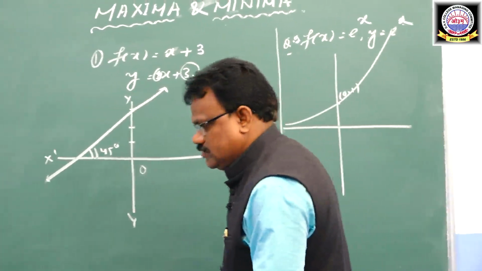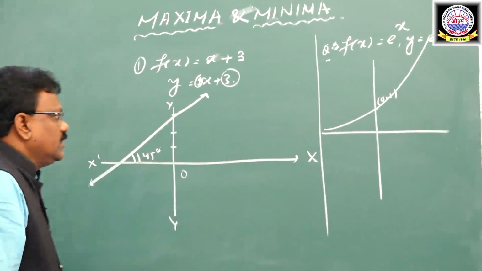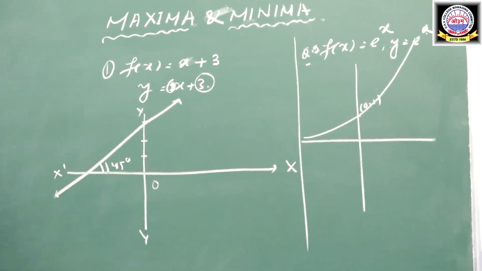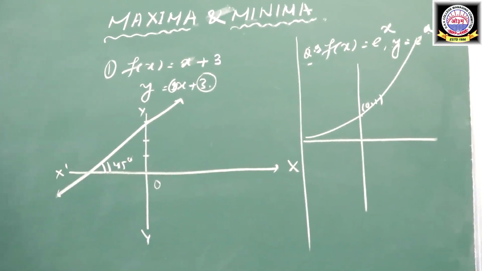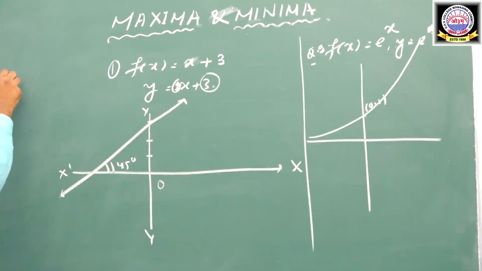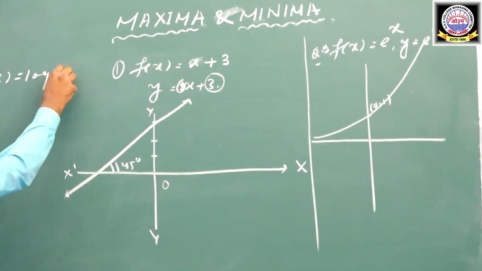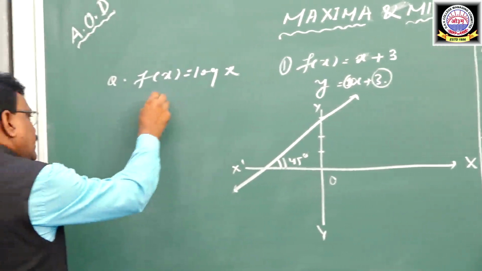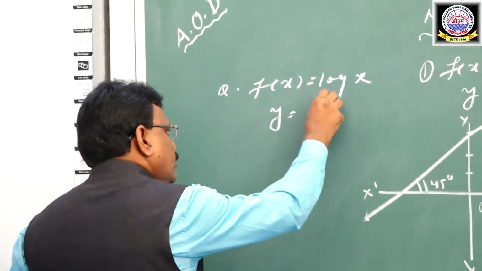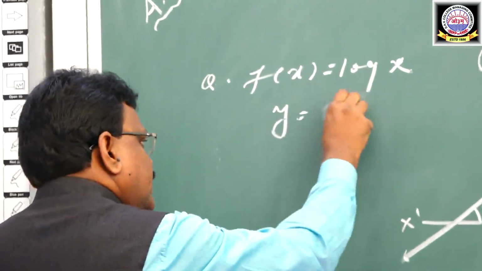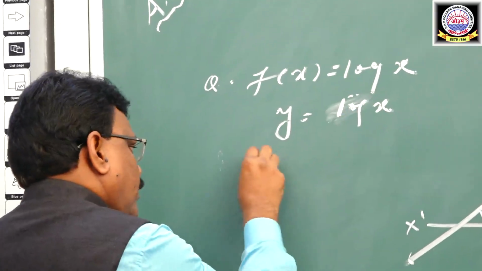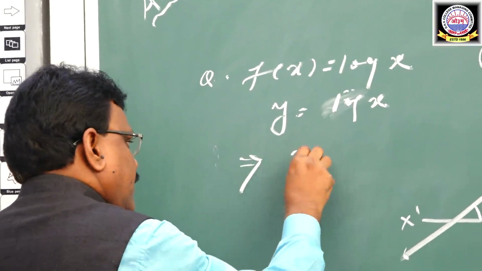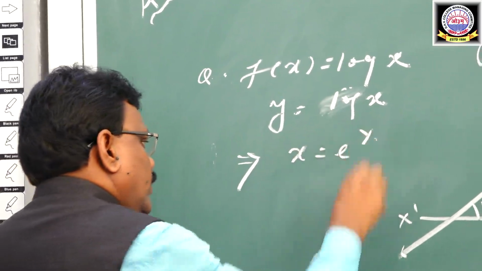Take another similar example, just the reverse of this function, say f of x is equal to log x. Log x means base e. So compared to y is equal to e to the power x, y is equal to log x, and if you want to convert it to an exponential function, it will be x is equal to e to the power y.